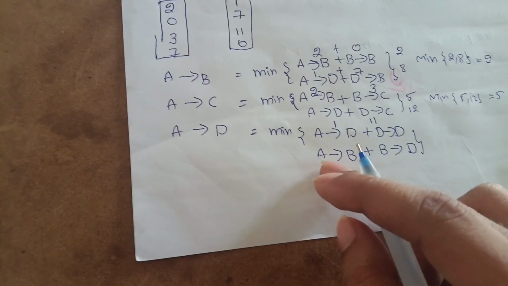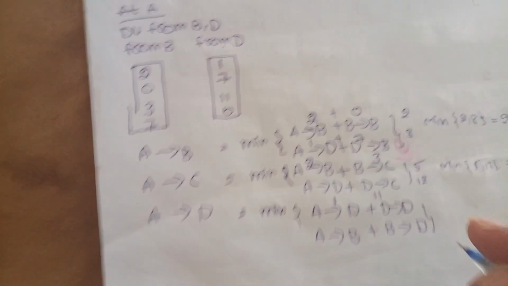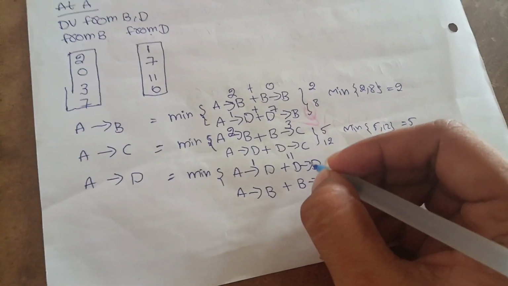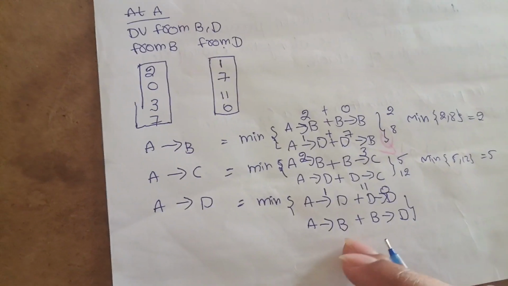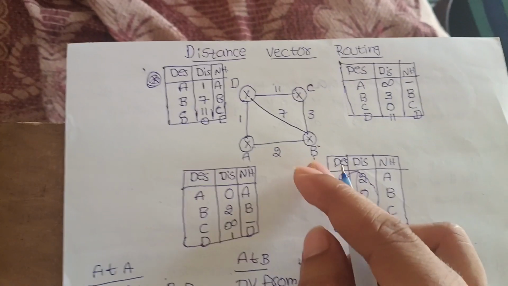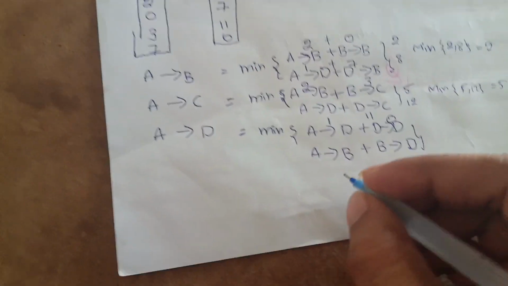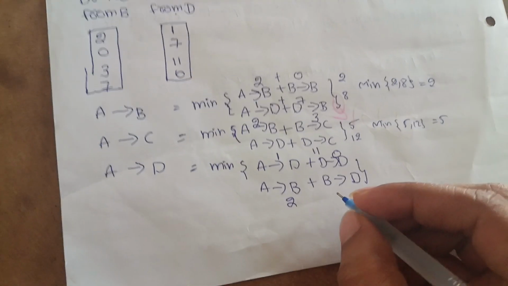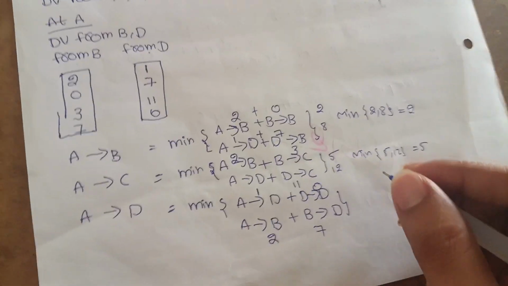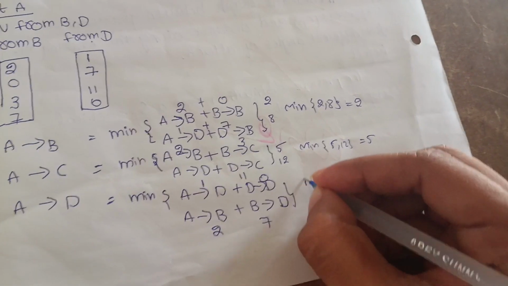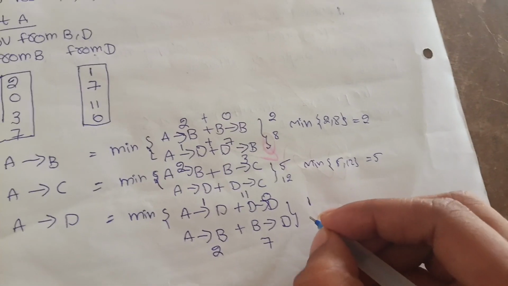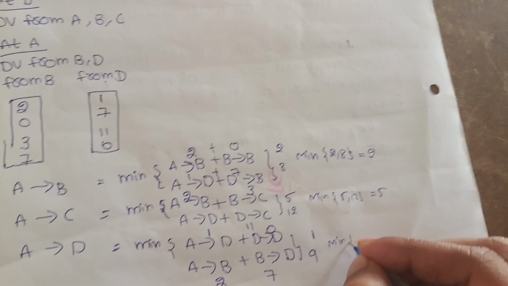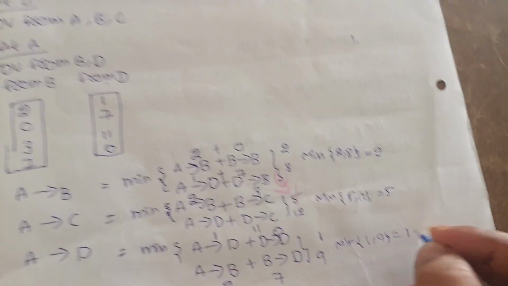Next we want A to D. A to D distance is 1 and the self loop is always 0. Next, A to B distance is 2. B to D distance is 7. Here the total is 1 and the total is 9. Minimum of 1, 9 is 1.